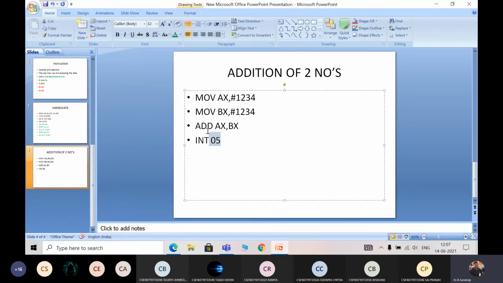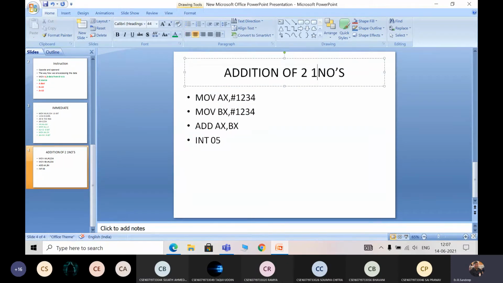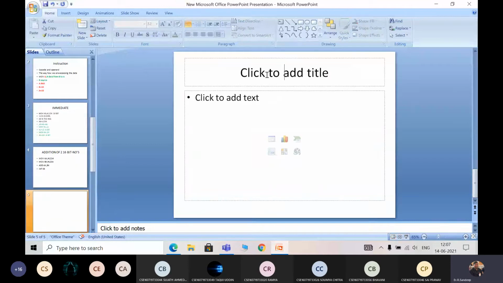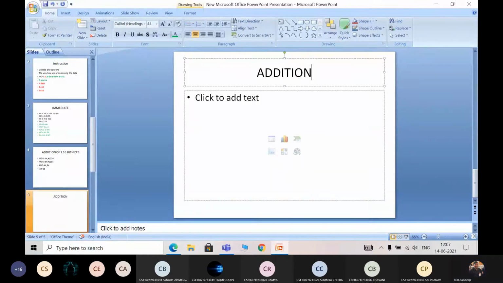This program is used for performing addition of two 16-bit numbers. This is a 2 marks question: write a program to perform addition of two 16-bit numbers. So in this way they will ask the question. Now I am asking you to write a program to perform addition of two 8-bit numbers. How can we do it?